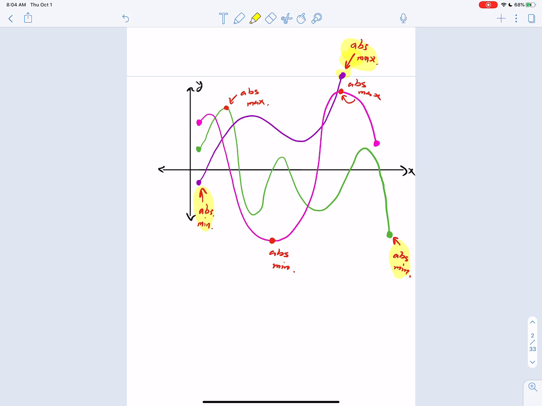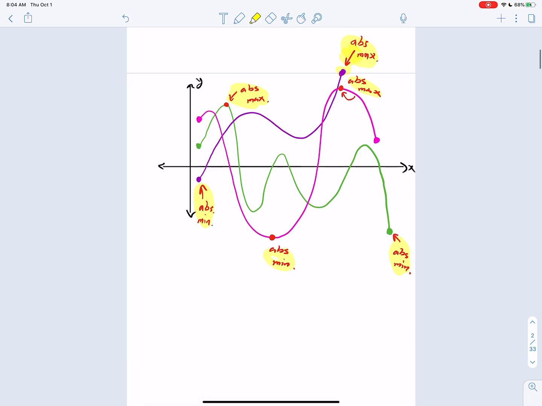Okay. The absolute max can occur somewhere in between the two endpoints. Okay. The absolute maximum can occur somewhere in between the two endpoints. Okay, that happens to be true as well. Notice how the absolute maxes here occur somewhere in between. And lastly, the absolute minimum can occur somewhere in between the endpoints. Okay, and that would be true as well.